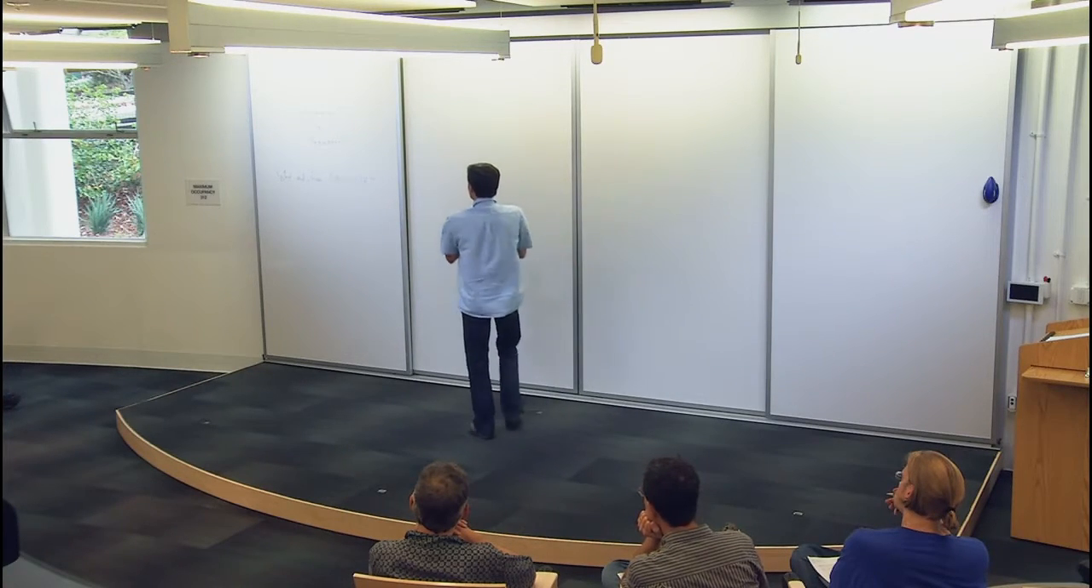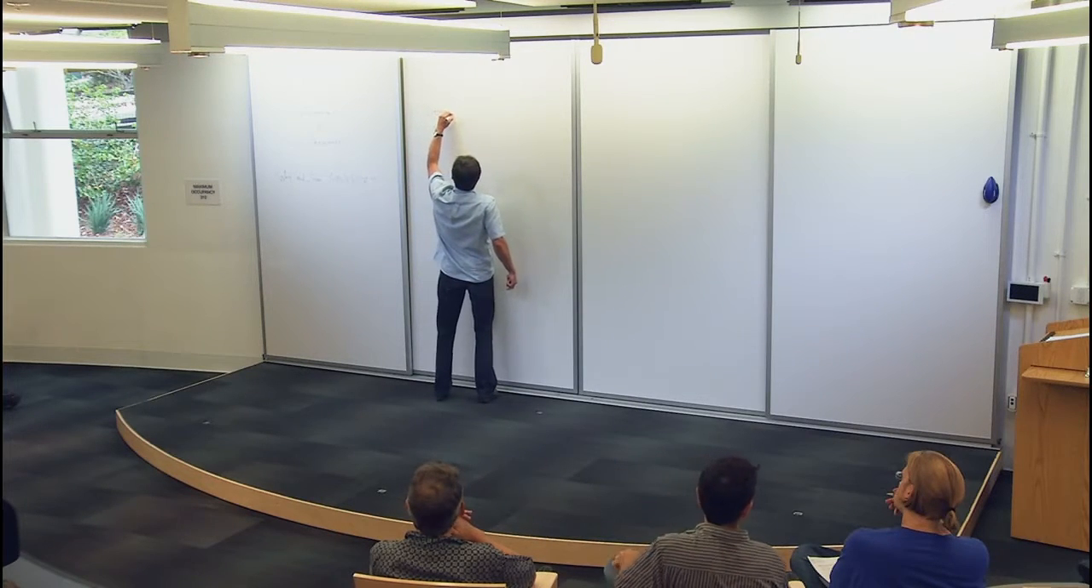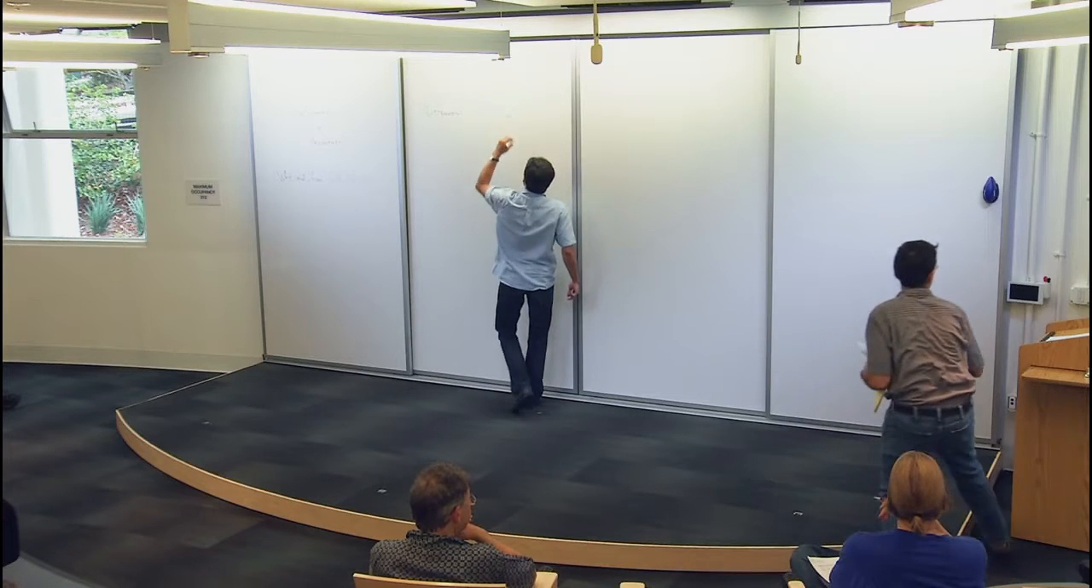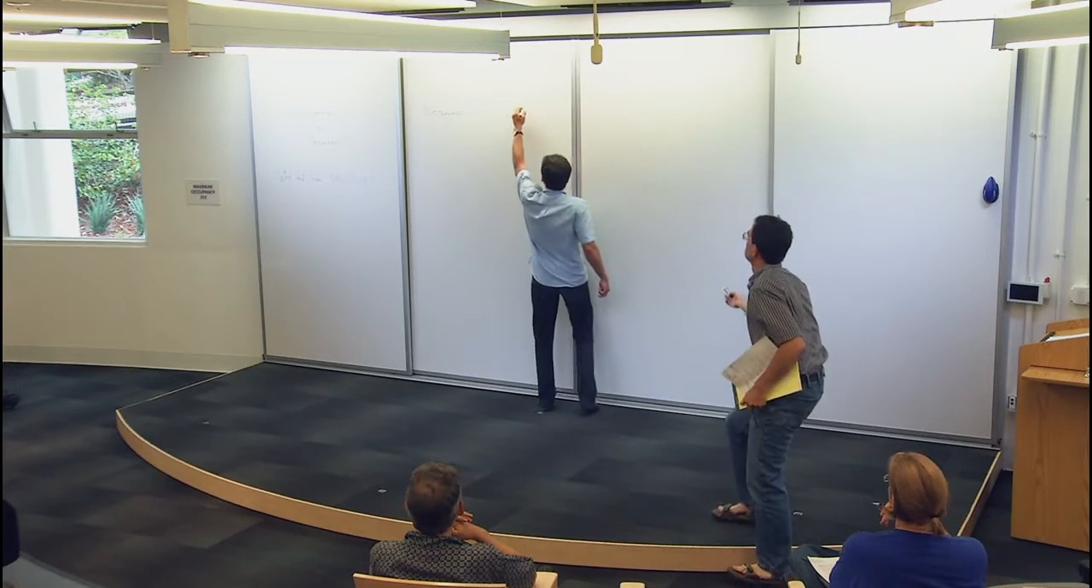Okay, so let's begin from the start. The determinant. You take a matrix, and denote by M sub n the space of matrices of size n.